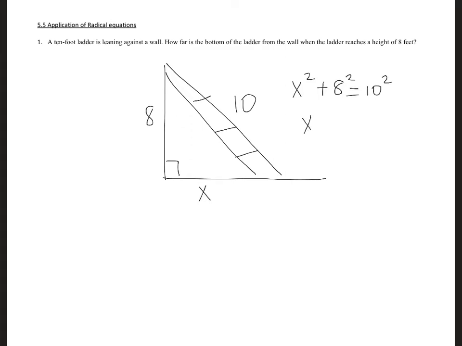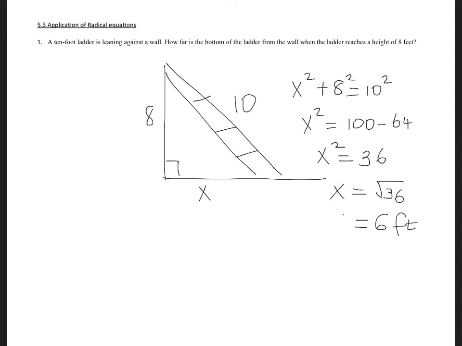So here we get x squared is equal to 100 minus 64. So we get x squared is 36. So that means x is the square root of 36, which is going to be 6 feet. And I want you to note that this can only be positive since the height cannot be negative.